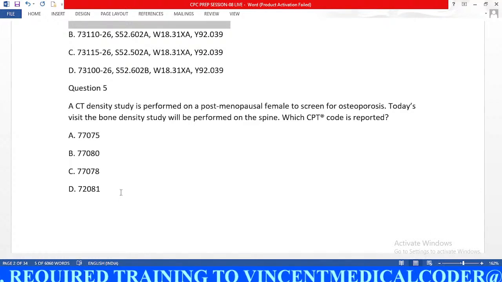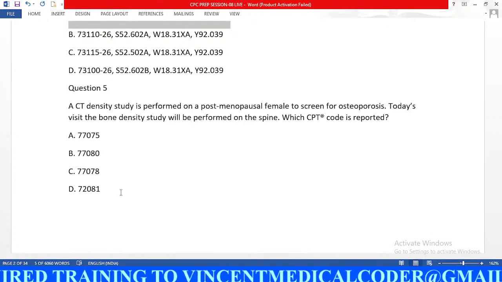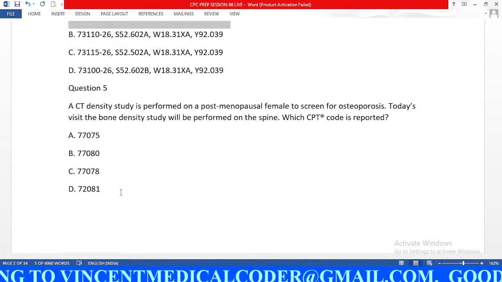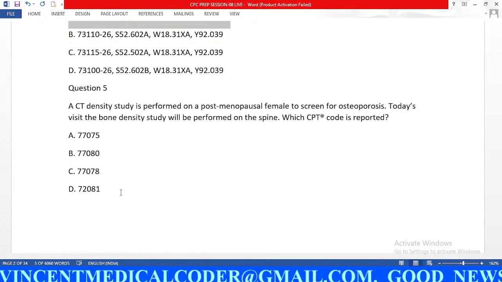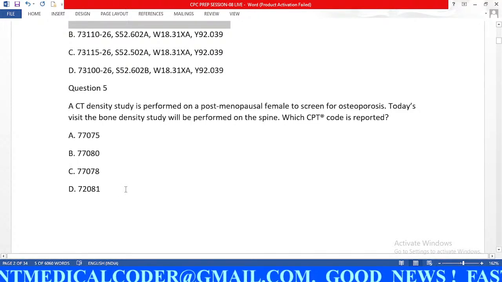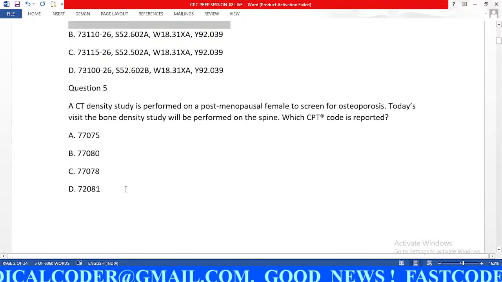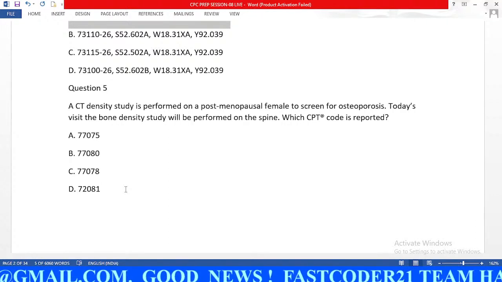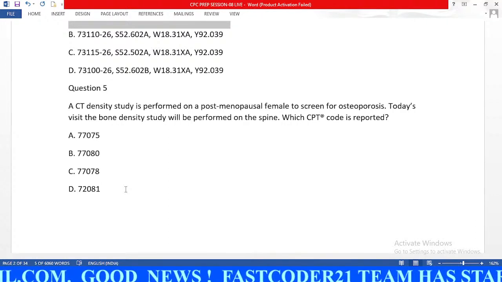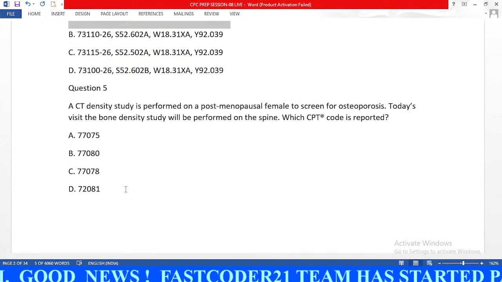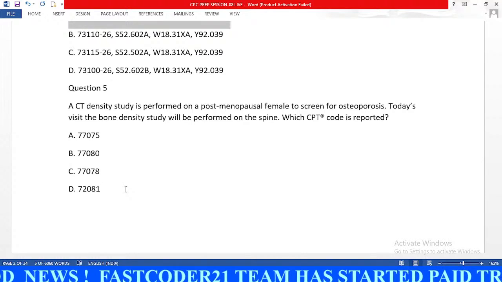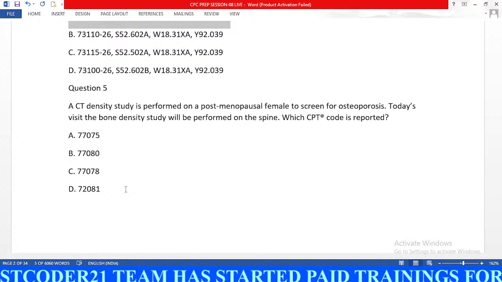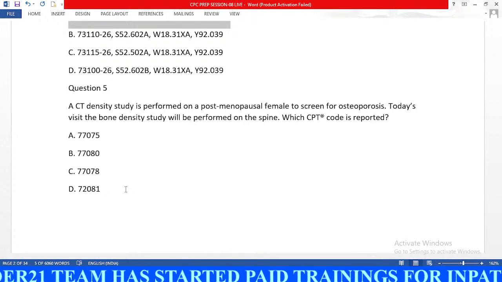So whenever we have a question, even in live surgery coding also, we need to identify the keywords first. So if you identify the keywords, you can write easily, whether it is CPC exam, whether it is live coding. Keep it up, Gaurav. So most of the people are writing correct only.